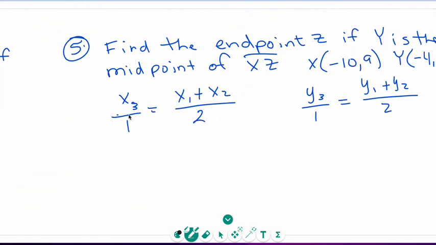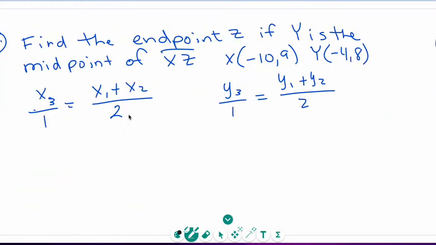Now we're going to find the endpoint, z, if y is the midpoint of xz. So of course, I'm just going to sketch out real quick over here that I have x and I have z, and y is my midpoint. So I have my endpoint formula. So I'm going to go ahead and label what I know. X is going to be my x1, y1, and y is going to be my x3, y3, because it's my midpoint. Now I'm going to simply substitute in.